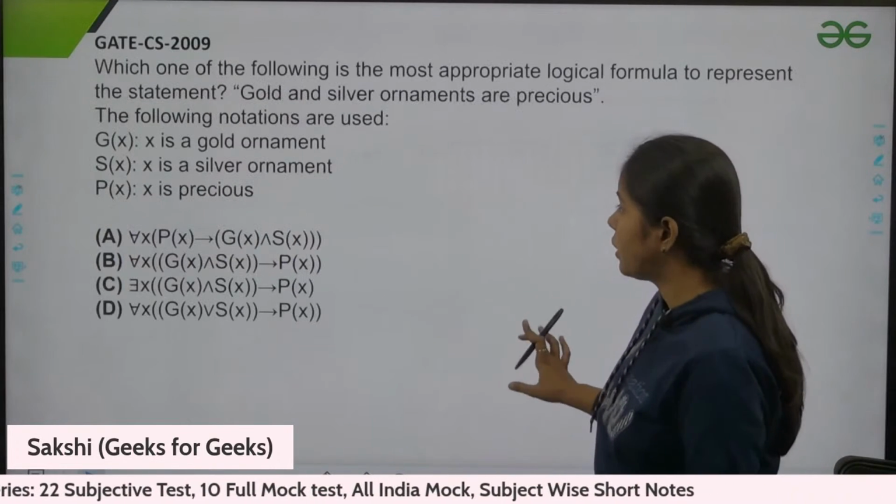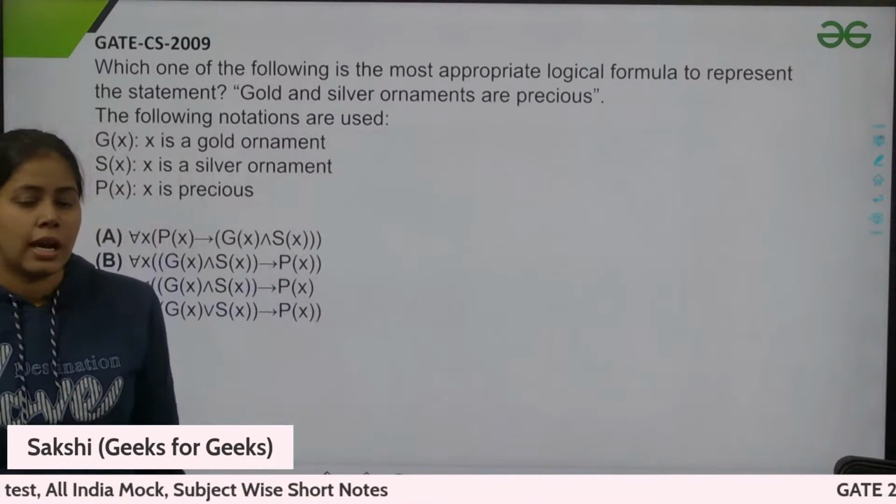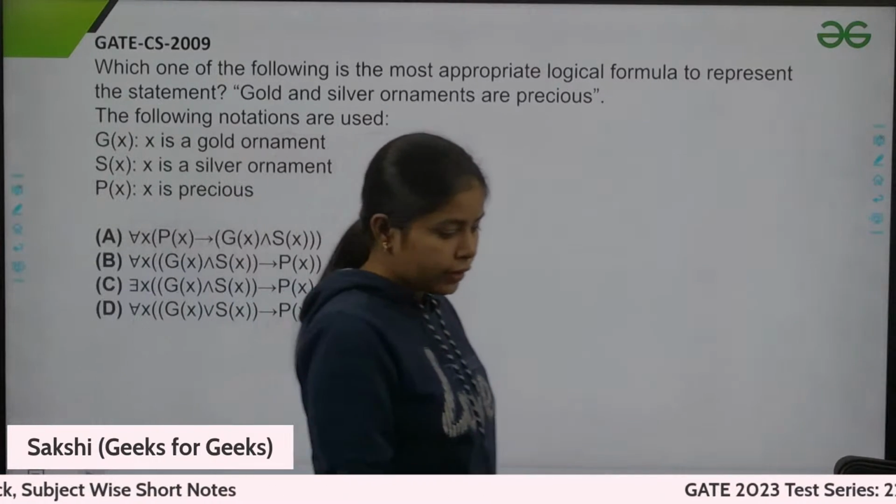C is the correct option. Okay, guys, let me know the answer of this question. Just try this once again, based on quantifiers.